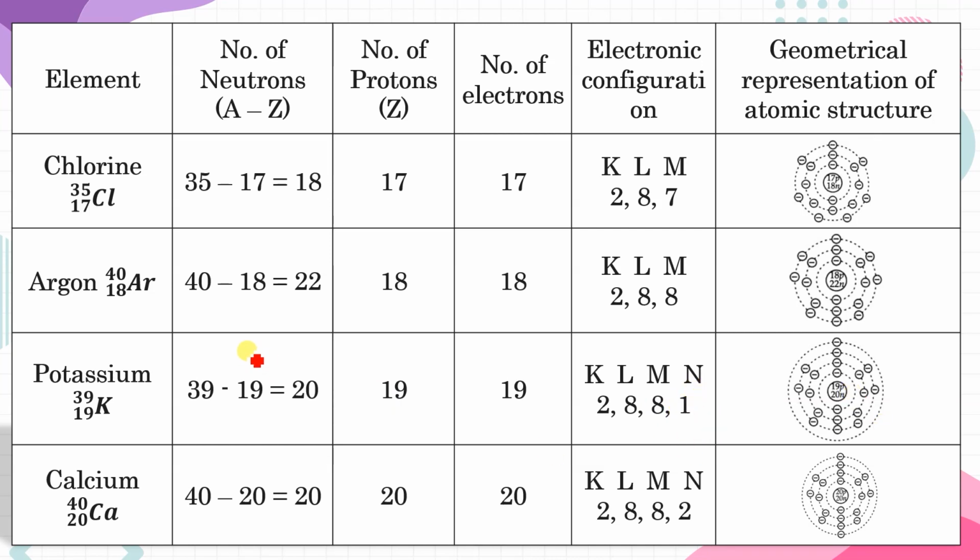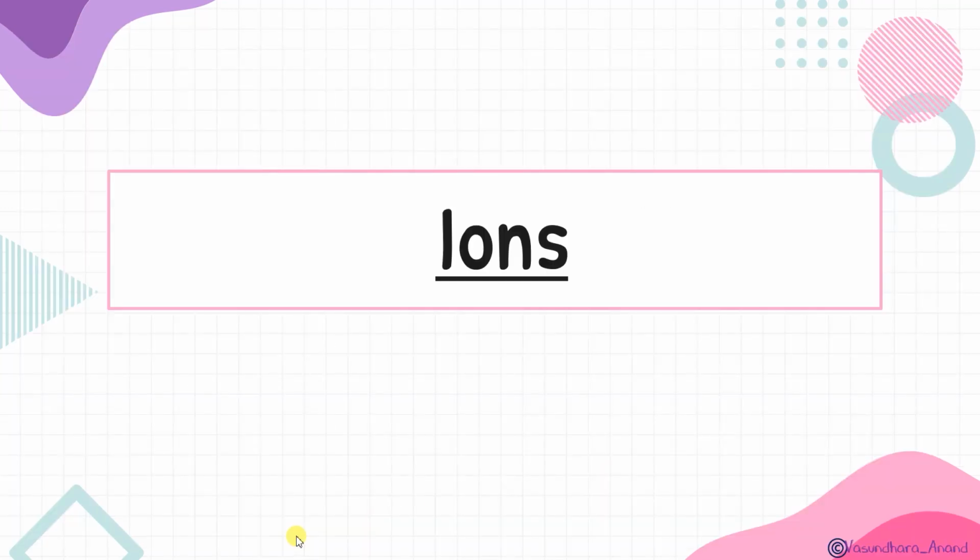Drawing it, 19 protons and 20 neutrons will be in the nucleus. There will be 4 shells. The K shell has 2 electrons only. The L shell will have 8 electrons, and similarly the M shell will also have 8 electrons. The N shell has just 1 electron. Clear? Similarly for calcium. Till this point you have to learn.